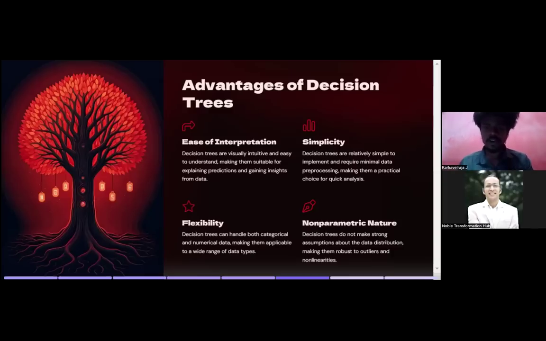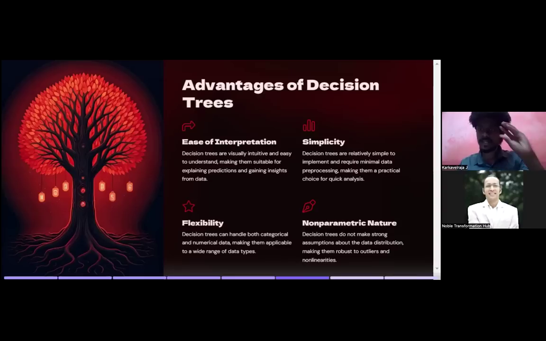Okay, next, non-parametric nature. Decision trees do not make strong assumptions about the data distribution, making them robust to outliers and non-linearity. The thing is, in a decision tree, we don't have a specific formula. It purely depends on impurity. It will calculate the impurity of the data set. It purely depends on the data set.